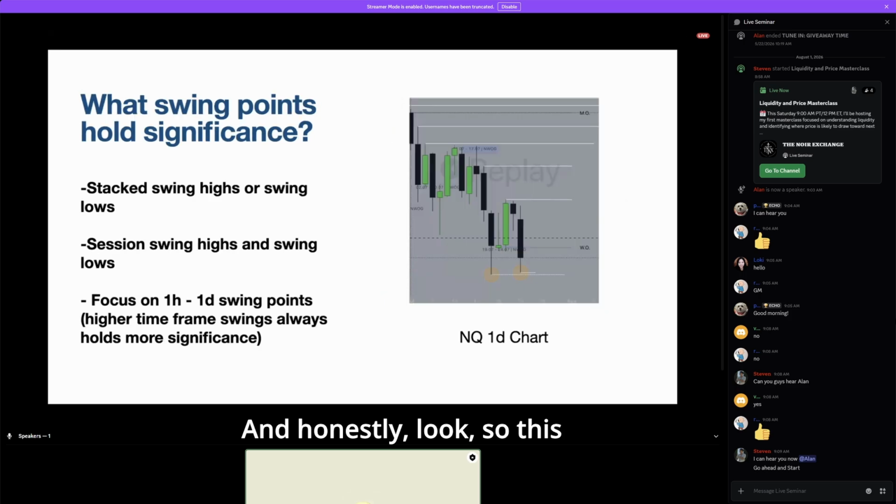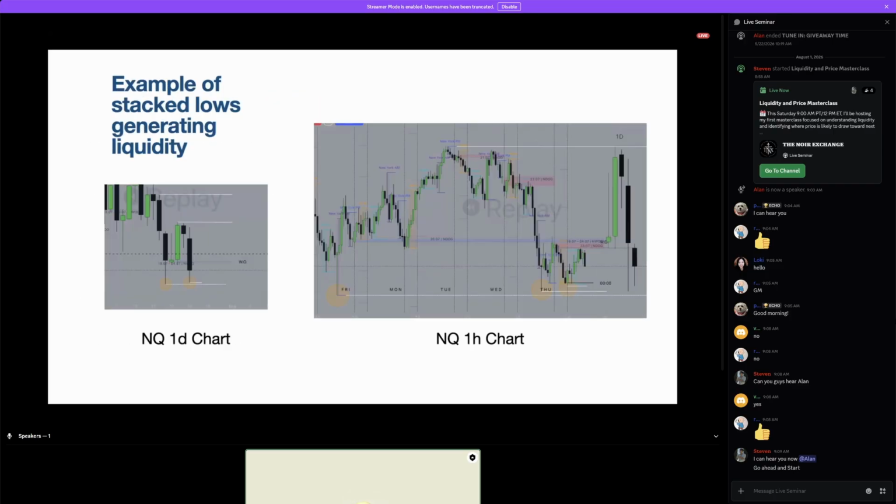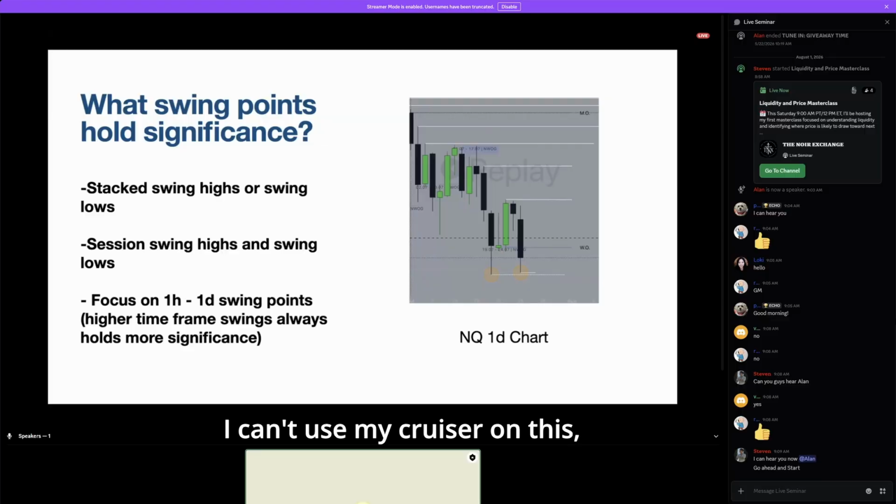And honestly, this is going to be the daily chart here on the right, and you guys can see this first little orange circle, that would be a daily swing low. If you guys could see how it's like a nice dip, looks like a V. And then that next swing at the top, that would be a swing high.